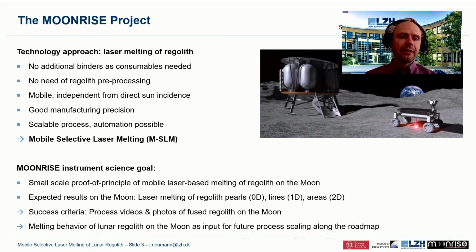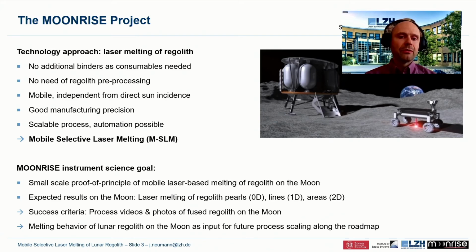It does not need any consumables or binders, so there's also no need of regolith pre-processing, and it's mobile, independent from direct sun incidence, and with a small laser spot you can achieve good manufacturing precision. It's also a scalable process, so you can parallelize and also automate this process. We call this process mobile selective laser melting, shortly MSLM. And with this proof of principle payload, we want to prove it on the lunar surface.